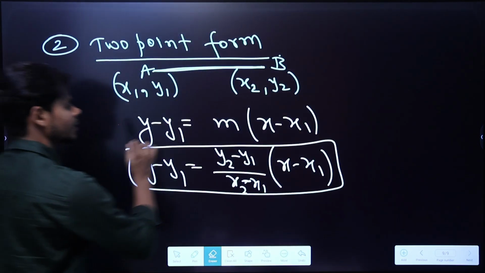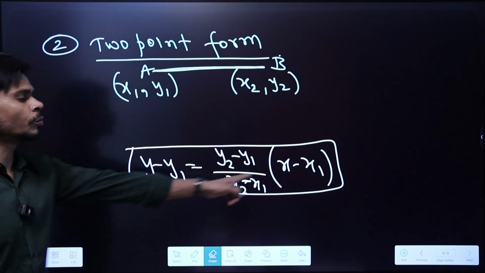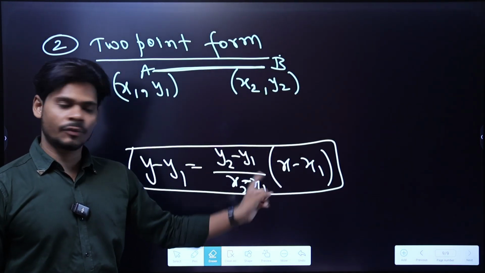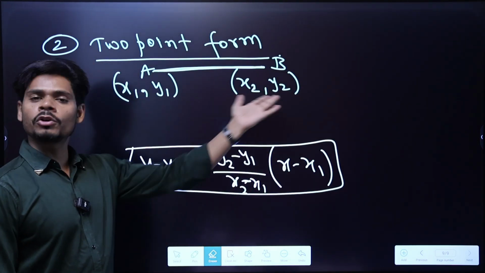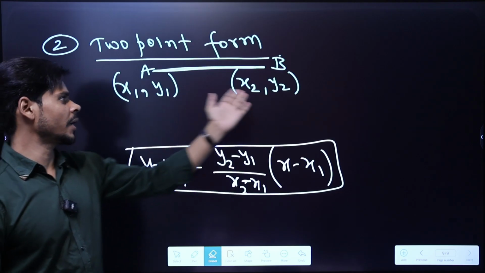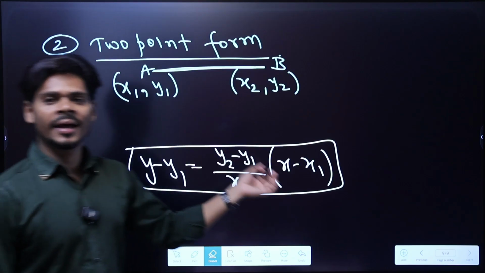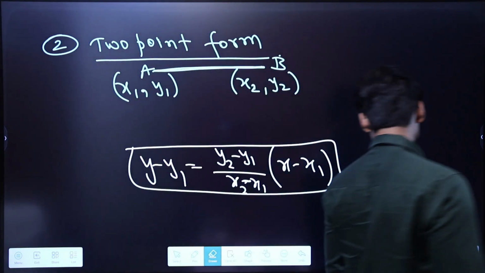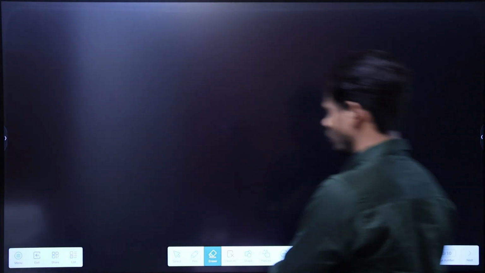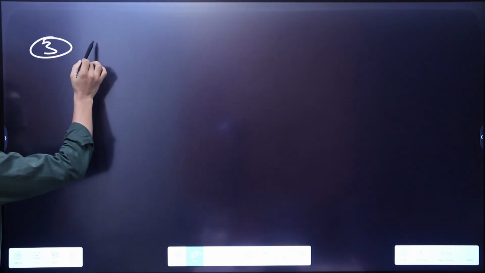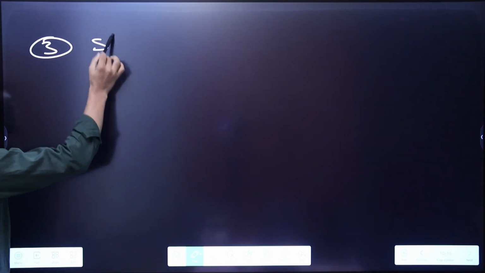So now just forget this thing, and this is your 2-point form equation, right? Where you will already be given 2 points. We just need x1, y1, x2, y2, which you will be given. Just substitute in your formula, cross multiply and bring it into its standard form. So this is your 2-point form. Now let's come to the third type of equation, and this is called the slope intercept form.